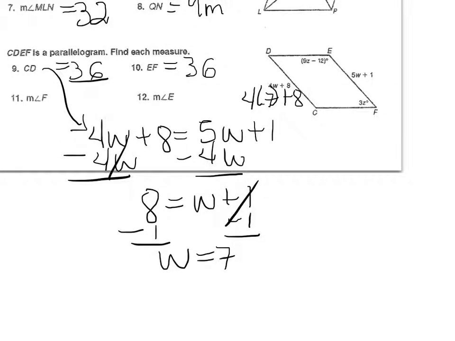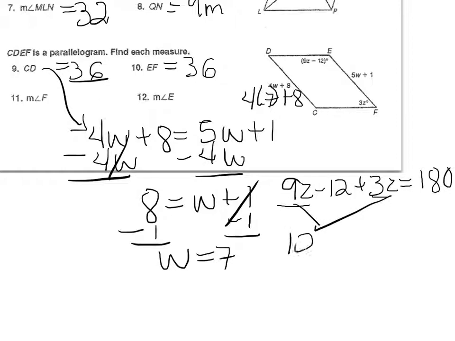So here, I'm going to have 9z minus 12 plus 3z equals, the sum of those two should be equal to what? 180, right? So let's find the z. 9z plus 3z, how much is that? That is 12z. So it's 12z minus 12 equals 180.